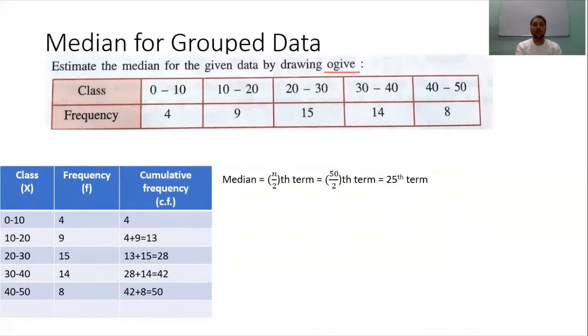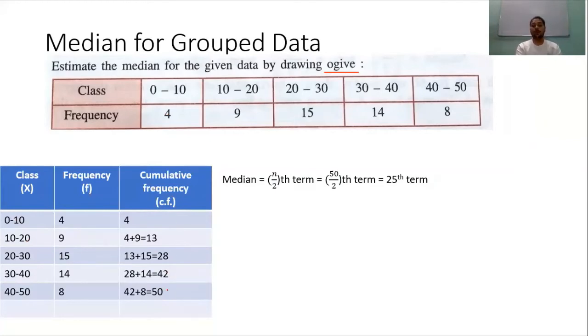Ogive. We have to draw the cumulative frequency curve. For that, we are given class intervals 0 to 10, 10 to 20, 20 to 30, and the frequency is given. Now we are going to find the median for this distribution. First, we'll draw the table, write the frequency corresponding to your given class interval, then find the cumulative frequency for the whole distribution.